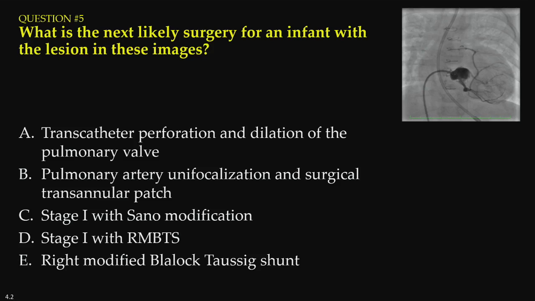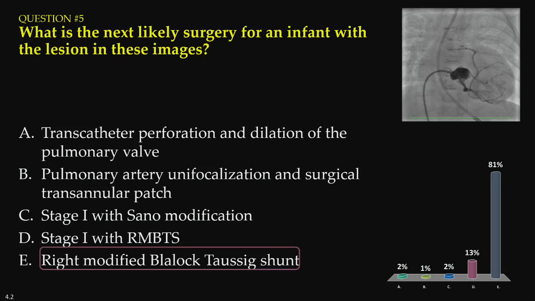Same patient, what is the next likely surgery for an infant with this lesion? Transcatheter perforation and dilation of the pulmonary valve, pulmonary artery unifocalization, and surgical transannular patch. Stage 1 with Sano, stage 1 with right modified BT shunt, or a right modified Blalock-Taussig shunt. Okay, yes, the answer is a right modified Blalock-Taussig shunt.